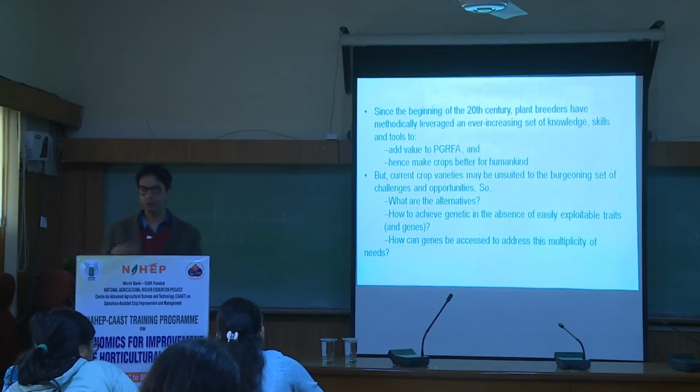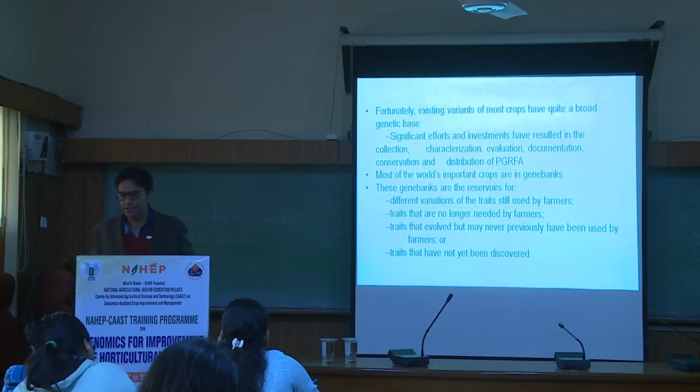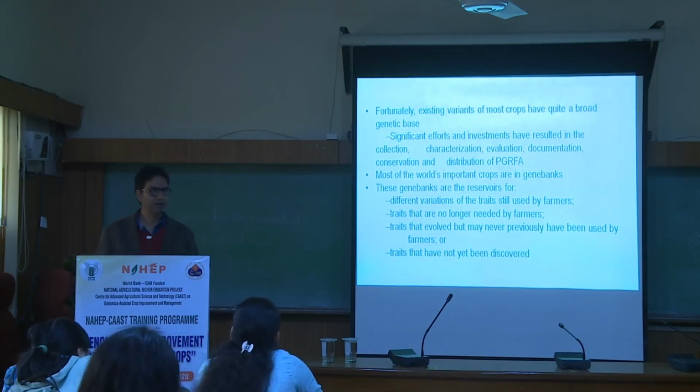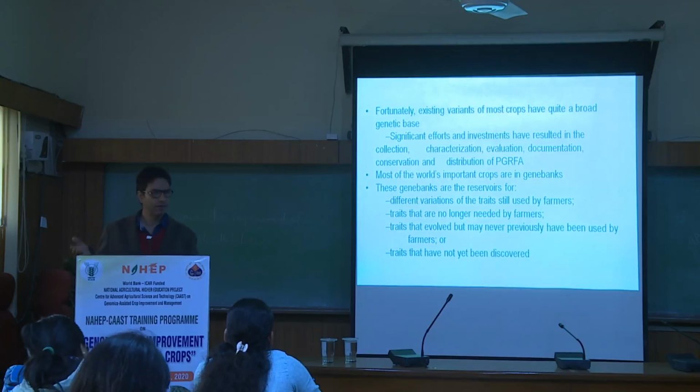Out of 3 million plant species, we are using only 30 plant species for our food. We are not using anything at all. So the question is, there are a lot of varieties, there is a lot of genetic base, but what we are doing as breeders is using only 3 or 4 varieties. In case of rice, you will see there are mega varieties. You call them mega varieties. They are grown throughout India.